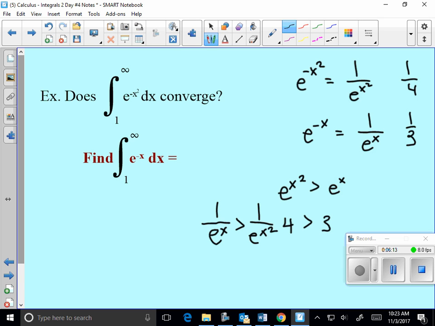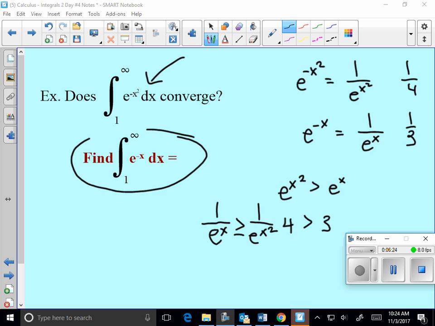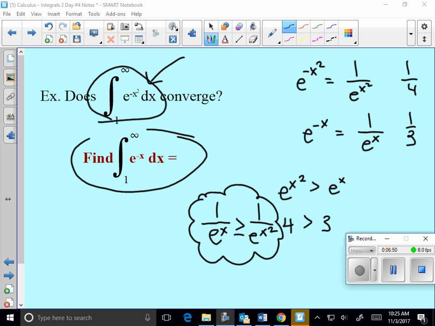So if I can show that this converges, this is always going to be a smaller value than that. All right, let me pause for a second. Now that I've shown that the output of either of these two functions, at best they'll be equal at 1, and anywhere that x is greater than 1, 1 over e to the x will have a greater output than 1 over e to the x squared. Okay, so let's determine whether or not that converges or diverges, because if this converges, it forces this to converge.